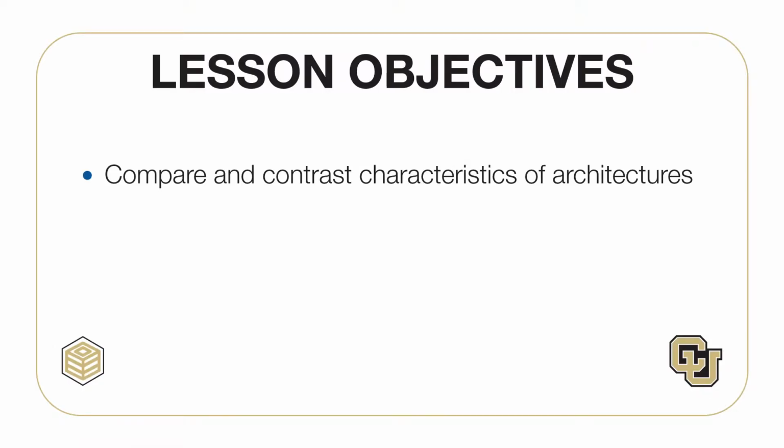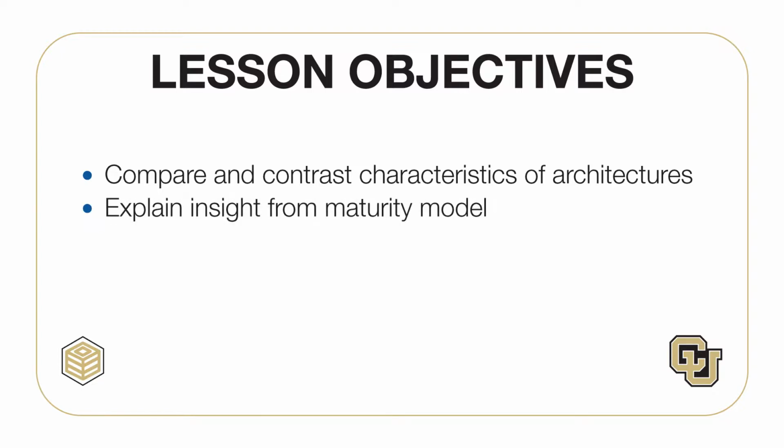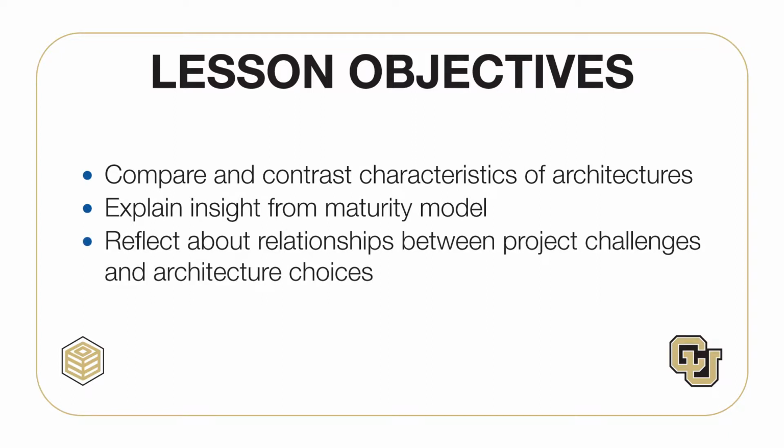You have 3 learning objectives in this lesson today. You should be able to compare characteristics of the 2 opposing architectures for data warehouse deployment. In your own words, you should be able to explain insights from the data warehouse maturity model. Using the background from Lessons 4 and 5, you should reflect on the relationships between project challenges and architecture choices, especially with the insight from learning effects.